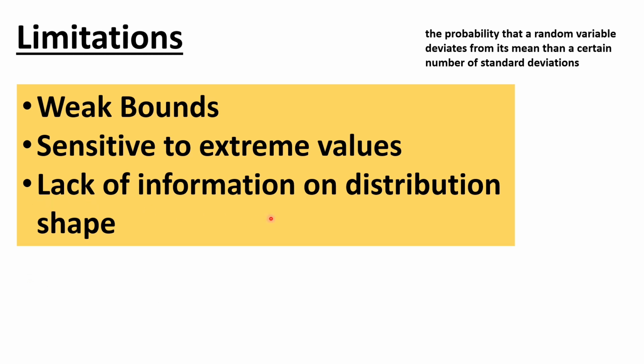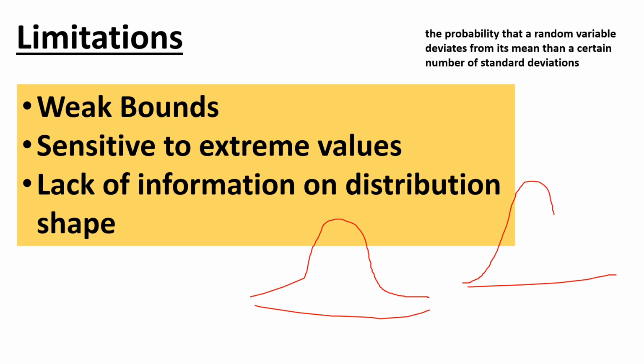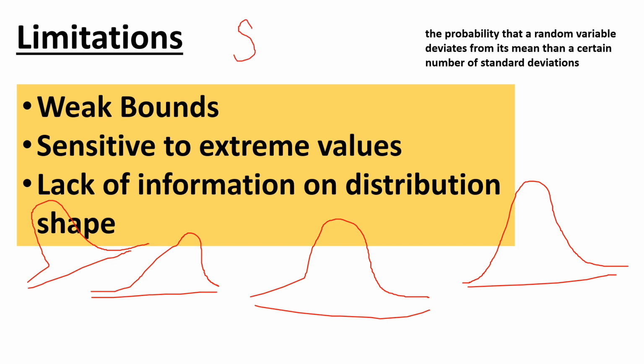And the last one is lack of information on distribution shape. Even if we do not know the distribution, we can apply Chebyshev's inequality. But we do not get specific information on whether our shape is normal or non-normal. If it is normal, then this is the shape. If it is non-normal, then the shape will be like this, or like this. Sorry, these both are normal. And if it is non-normal, then the shape will be like this, or like this. So it does not give any particular information about the shape, which is nothing but it does not give any information about the skewness and kurtosis.